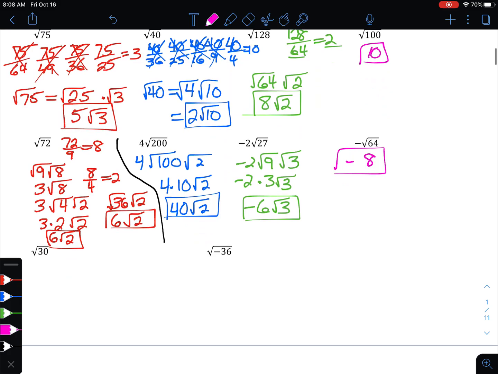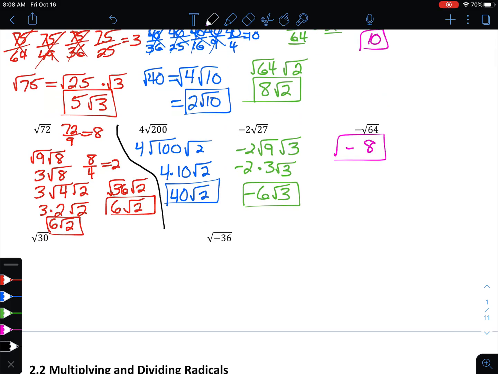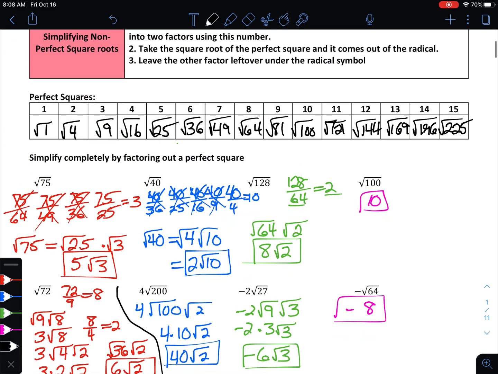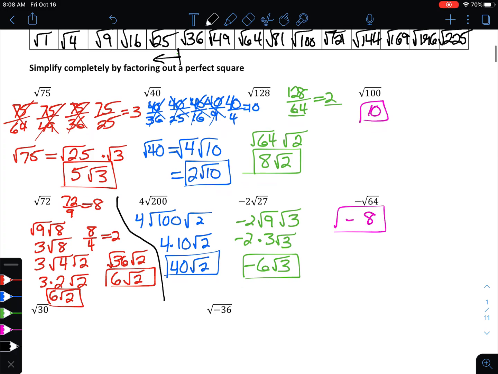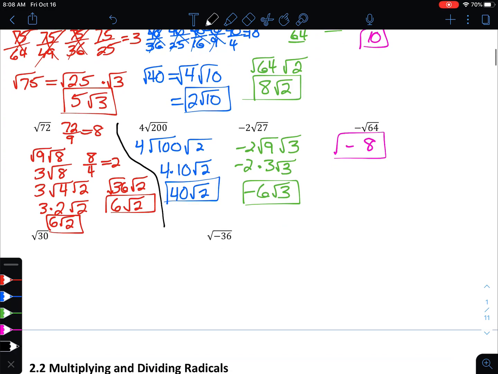Okay. For the next one, for square root of 30, we would want to start by checking basically everything from 25 to the left. Notice that 30 you can't divide by 25, can't divide by 16, can't divide by 9, can't divide by 4. The only thing you can divide by is 1, but you really don't need to write that. You can just say that the answer is the square root of 30.